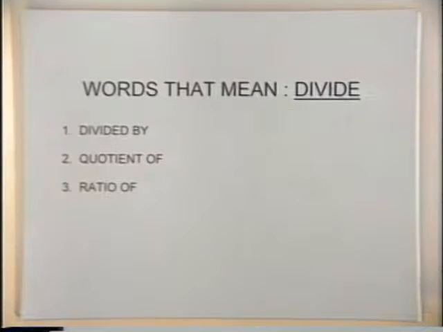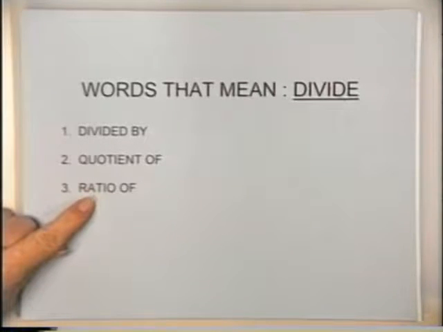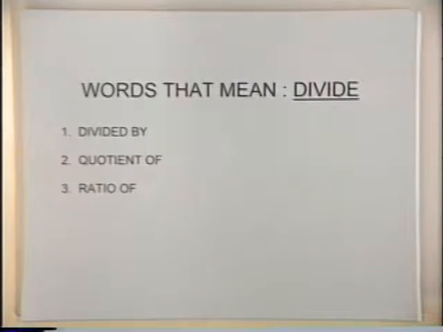Words that mean divide. The obvious one, divided by. The quotient of, if you remember learning that the quotient is the result of a division problem. So when you see the quotient of, you know you are dividing. Now, this word ratio, the ratio of. A ratio is a division problem. So you need to know that if you are doing the ratio of 2 numbers, you are dividing those numbers.